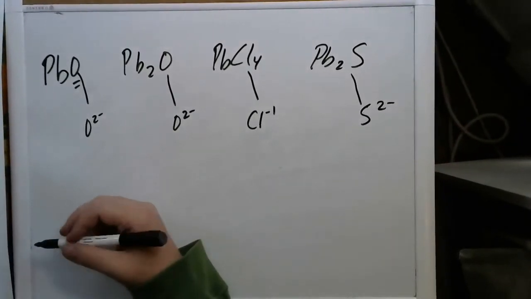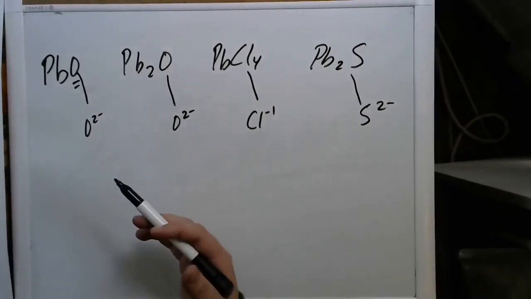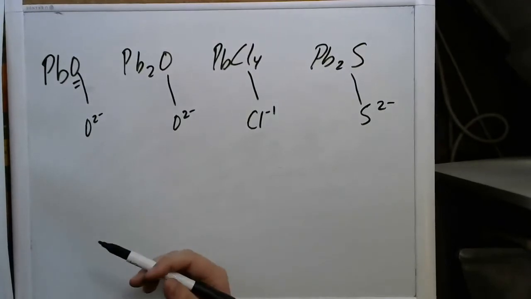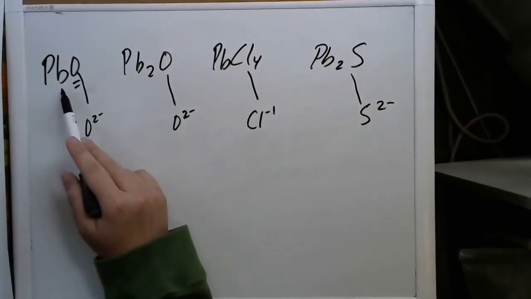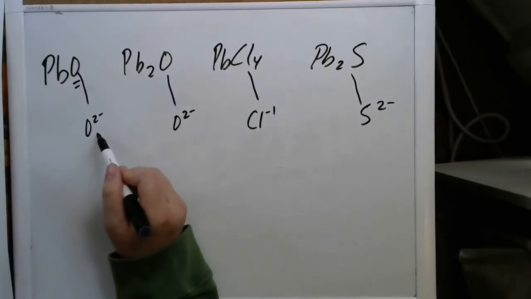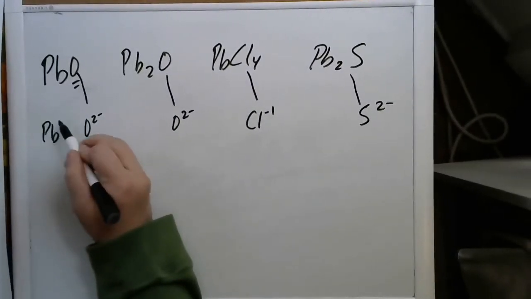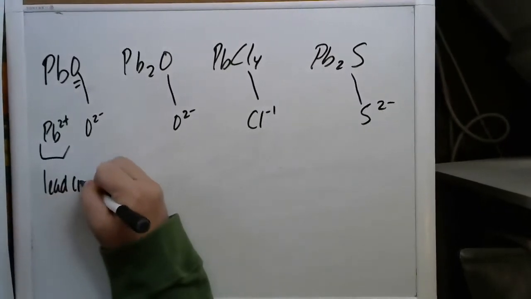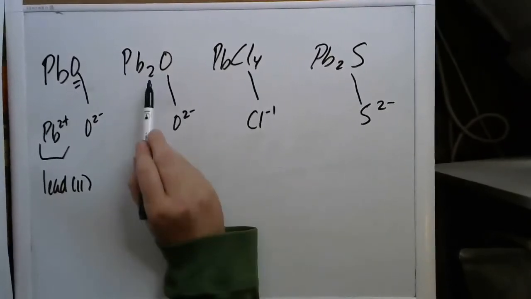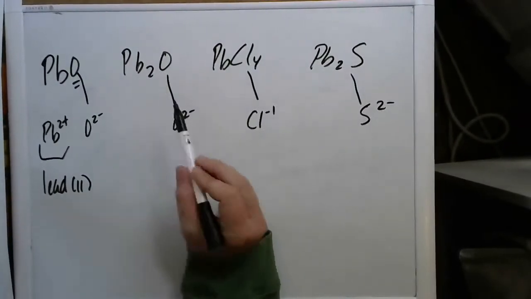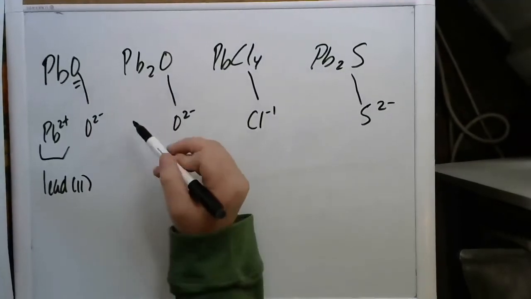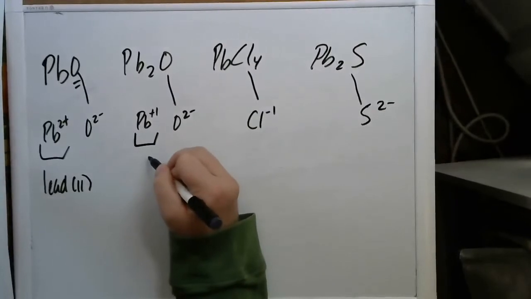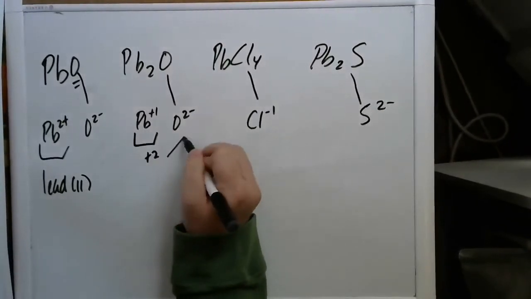Now the charge of the lead is going to be based on the charge of the anion and how many of them there are. So we only have one lead to balance out the charge of the oxygen here. So this lead has to be 2+. So right away, this is our lead 2. Over here, we have 2 leads for every 1 oxygen. That means each of these leads has to have a +1 charge for them to have a total charge of +2 and balance out here.